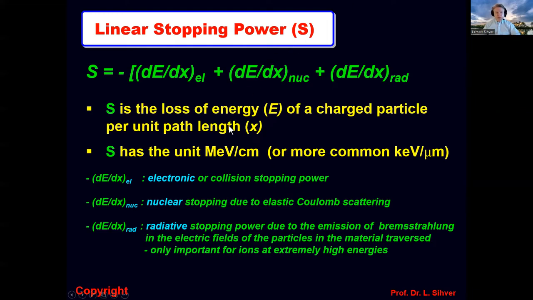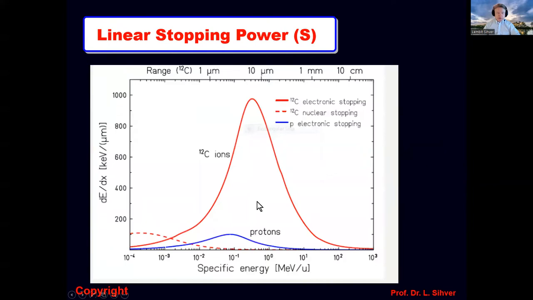So the linear stopping power is the loss of energy E of a charged particle per unit path length x. And the linear stopping power has the unit MeV per centimeter, or more common keV per micrometer. This example shows stopping power as a function of specific energy. We have carbon-12 electronic stopping power, carbon-12 nuclear stopping, and proton electronic stopping. And we can see how the carbon-12 electronic stopping totally dominates for the energies of interest for radiation therapy. The nuclear stopping power is very low.